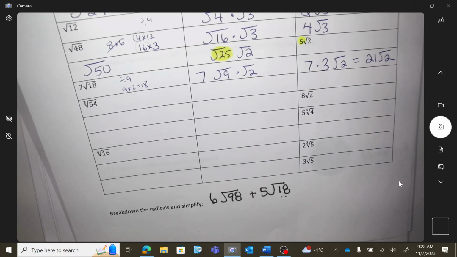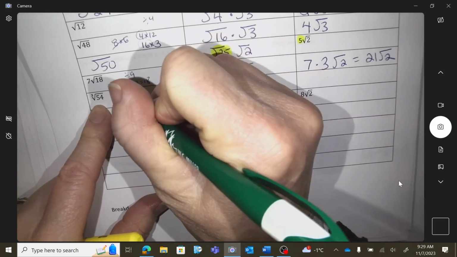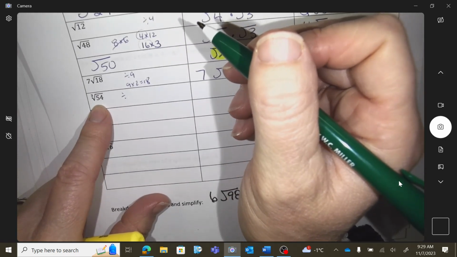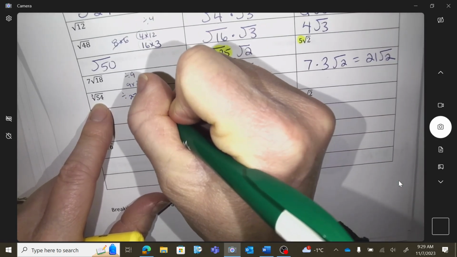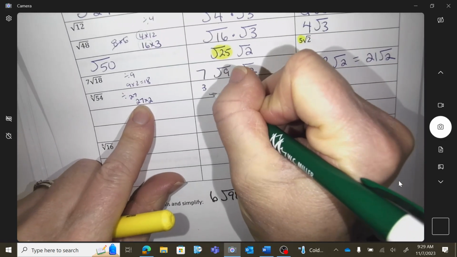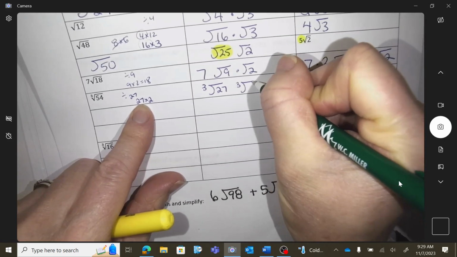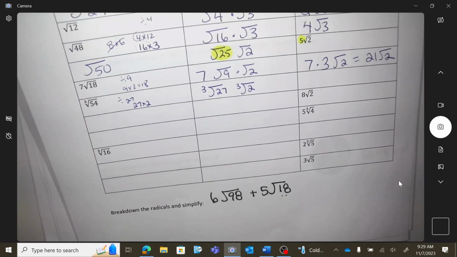Okay, what if I up this to cubics? You got all your cubic numbers in your head? 1, 8, 27, those kinds of numbers, okay? What is 54 divisible by? 8, 27, 27? 27 times 2, right? Okay, so I'm going to break this down into the cubed root of 27 times the cubed root of 2. So I'm just changing my square root to a cube root.